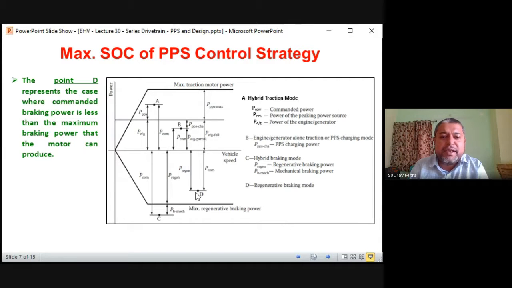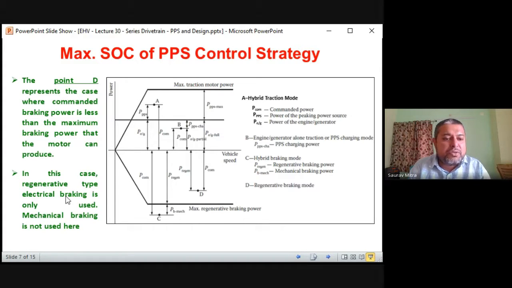So in the case of D, the commanded braking, that means the little bit of braking we required, is not as much as the regenerative braking. So a little bit of regeneration happens here and no mechanical brake. The point D represents the case where commanded braking power is less than the maximum electrical braking power that the motor can produce. Here P regen is a little less than the maximum electrical braking. So in case of D, regenerative or electric braking alone supplies all the braking power. Electrical braking is only used, mechanical braking is not used.